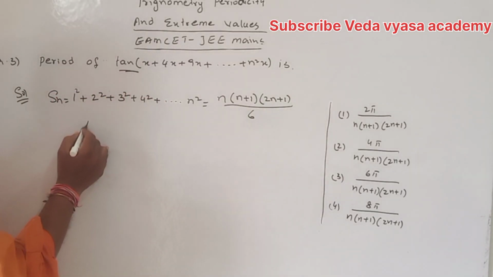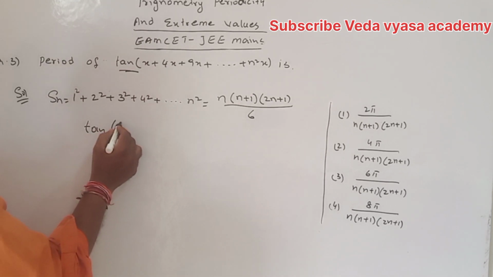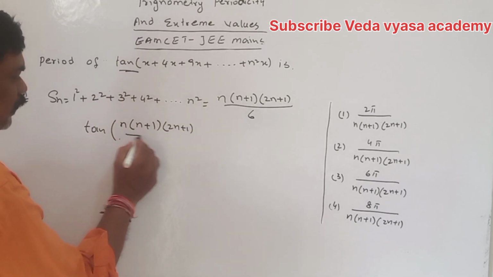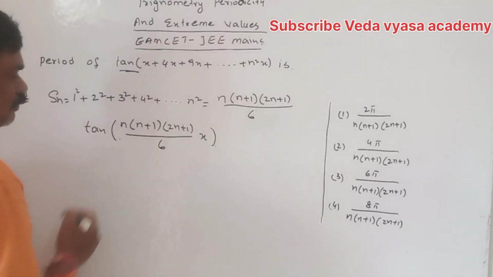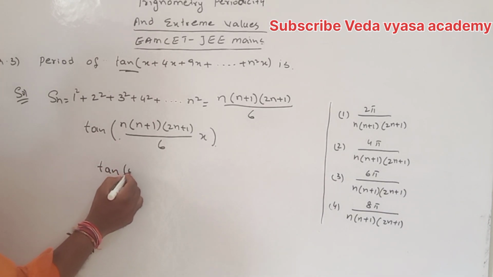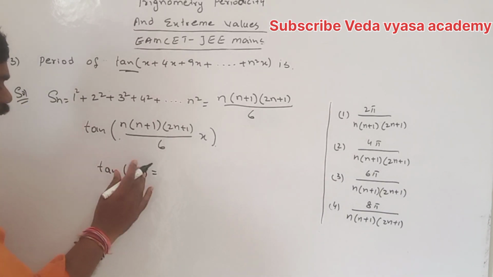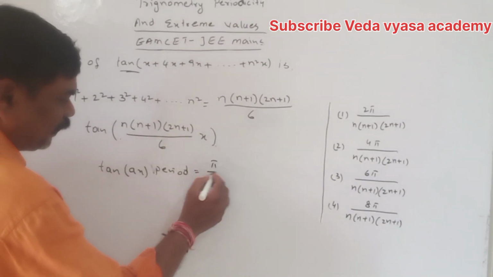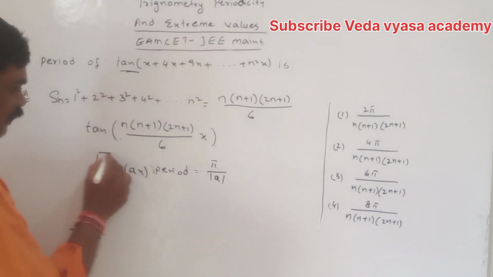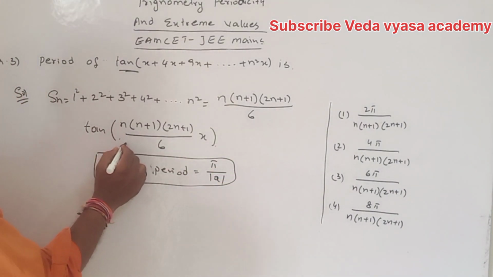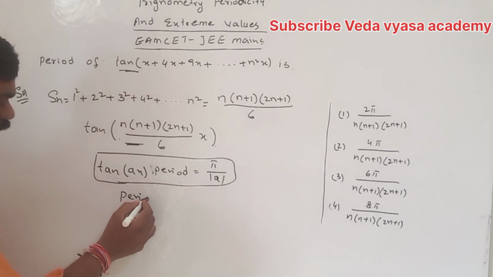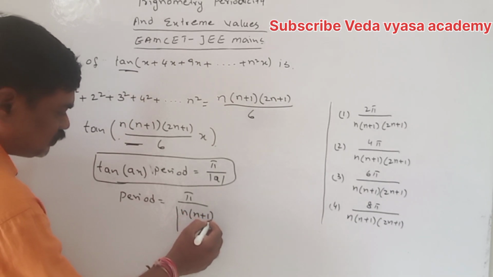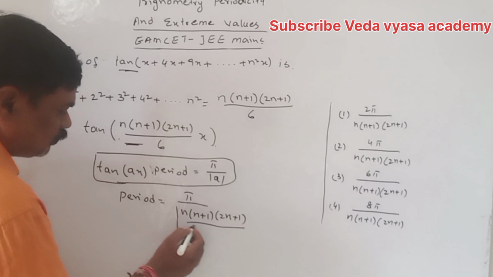So this can be written as tan of n into n plus 1 into 2n plus 1 by 6 into x. Generally, tan Ax, what is the period? Tan Ax period is pi by modulus A. We know this one. Similarly, here the period is pi by mod of n into n plus 1 into 2n plus 1 by 6.